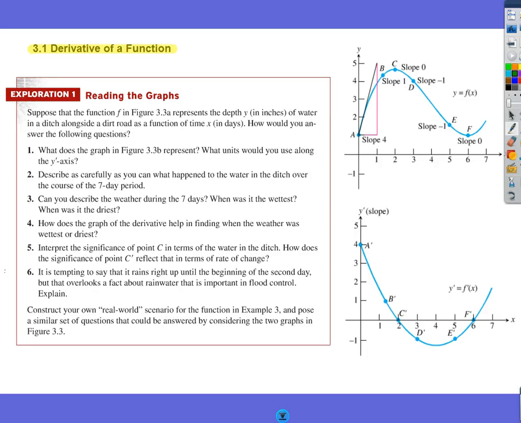This is the last part of section 3.1, and it started off with an exploration. What I want you to do is look at this and be ready to talk about it the next time we come to class. Alright, so here we go.